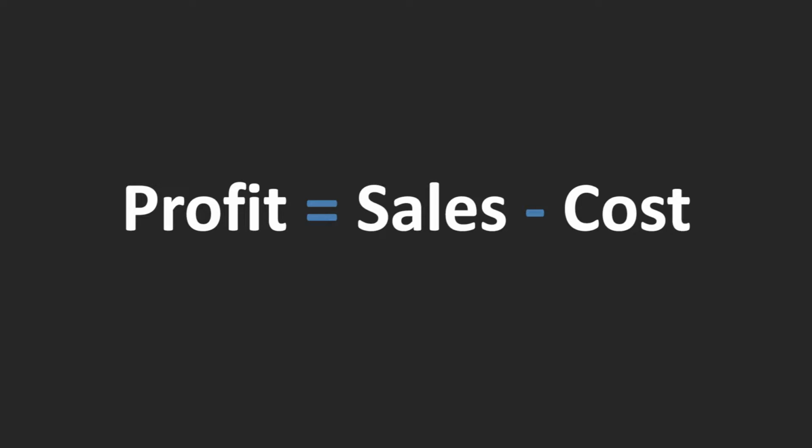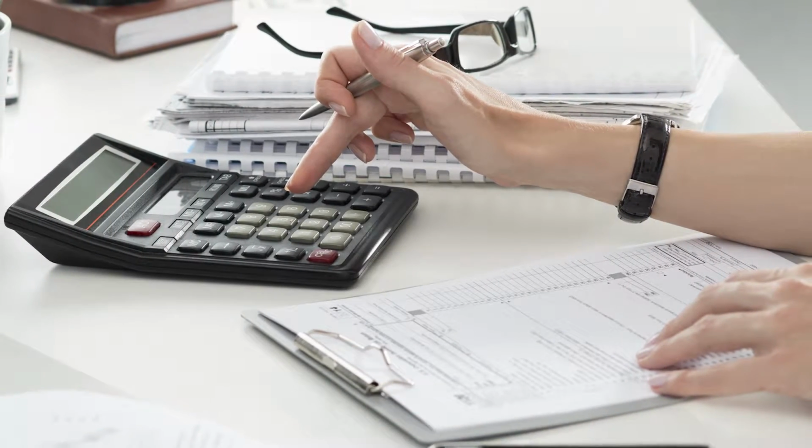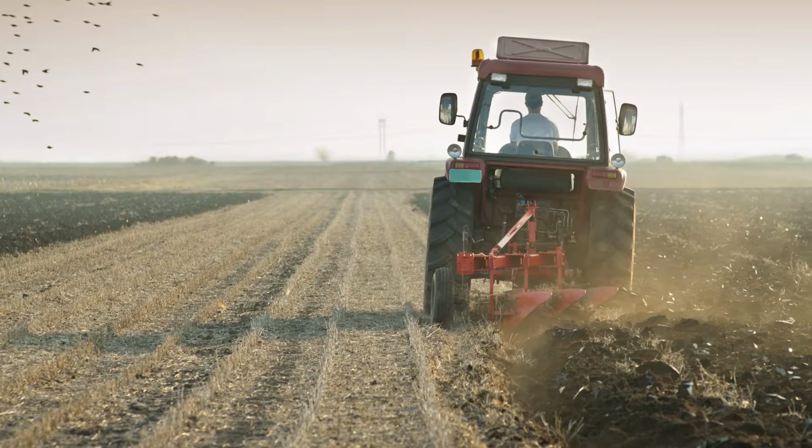Profit for any business can be calculated by a simple formula: profit equals sales minus cost. Farm managers know the profitability of their entire business from their income tax records at the end of the year. However, because most farmers produce many different crops, they often do not know which crops are making money, which ones are losing money, and of those making money, which are making the most money.